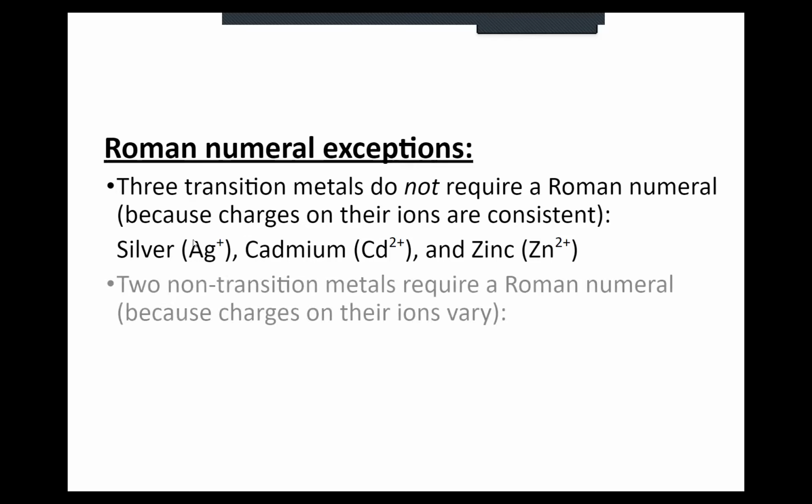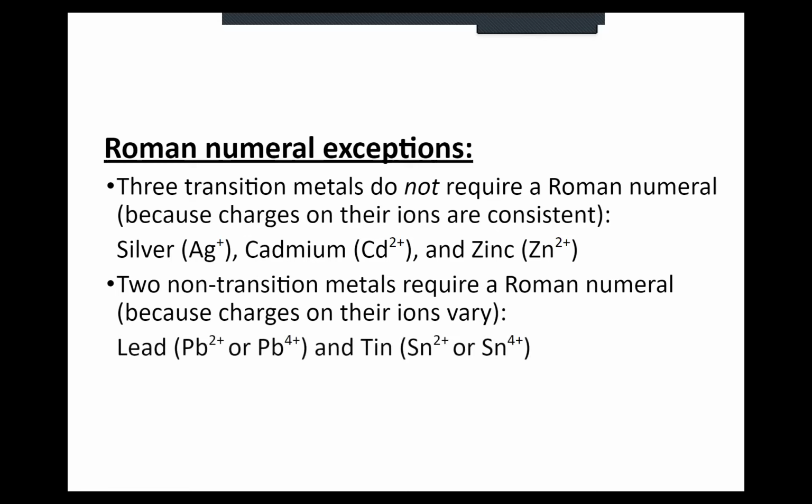Conversely, there are 2 elements that are outside of the transition metal block of elements who do require a Roman numeral because their charges on their ions vary, and they are lead, which can carry a 2+ charge or a 4+ charge, and tin, symbol Sn, which also can carry a 2+ or a 4+ charge. So these non-transition metals do require a Roman numeral. These elements which are in the transition metal block do not require a Roman numeral.